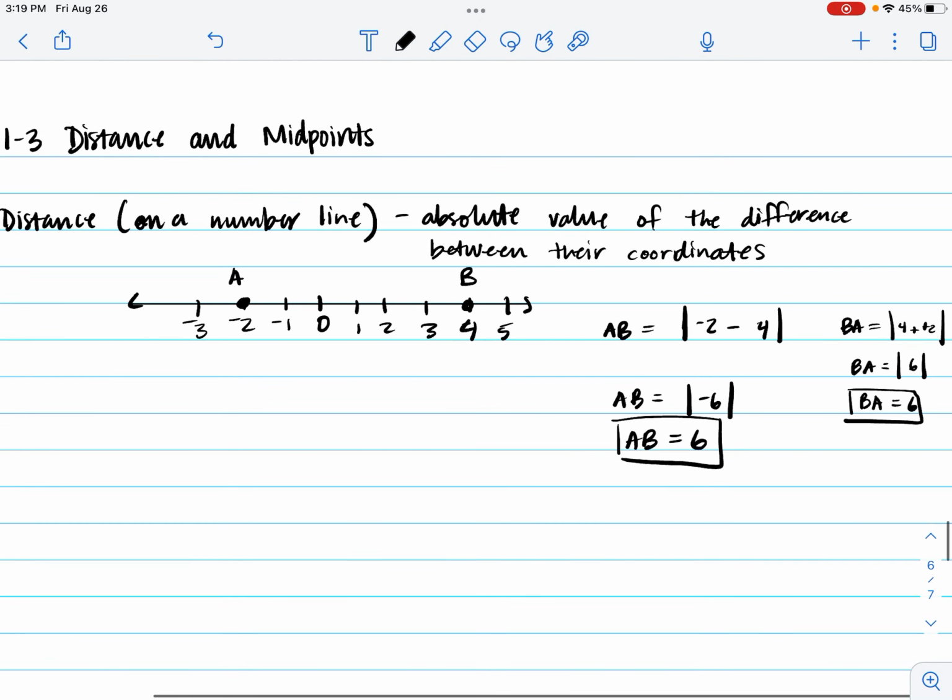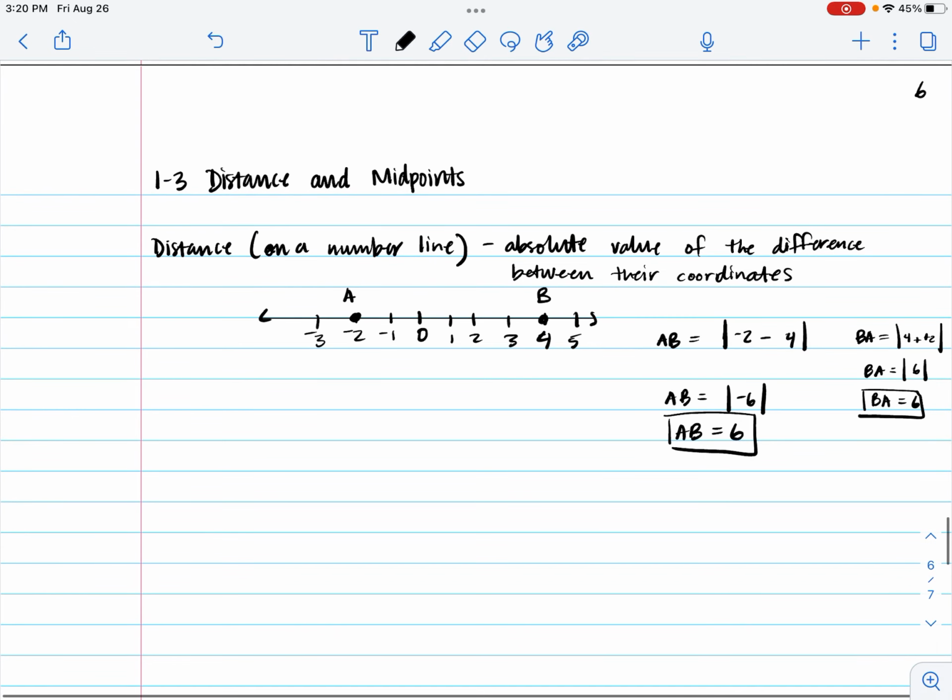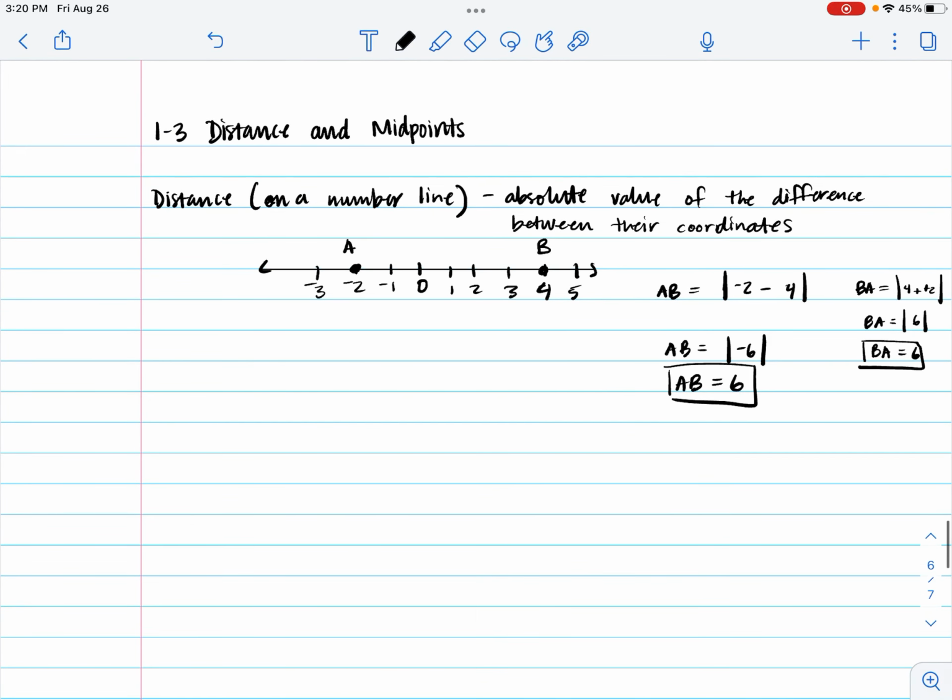And we didn't do it wrong. We did it absolutely right. We counted. We did it absolute value of AB, absolute value of BA. We're good. Okay? So that's our distance formula.